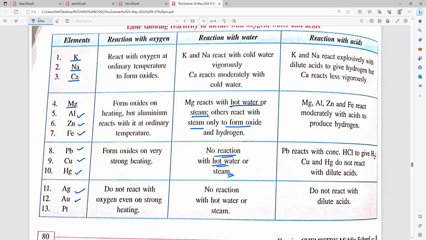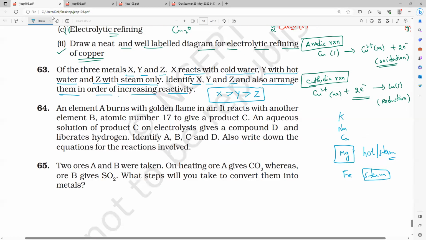And silver, gold, platinum also, no reaction with hot water or steam. Now, of the three metals X, Y, Z, X is a what, everybody? It may be calcium or sodium because it is highly reactive. So it is an alkali metal. Less vigorously, calcium also will react. So I will say X metal may be an alkali metal.